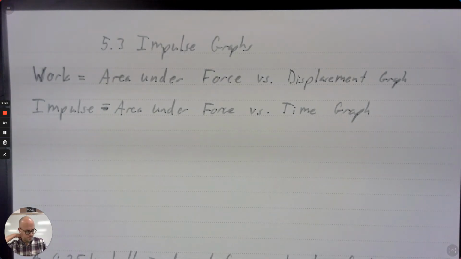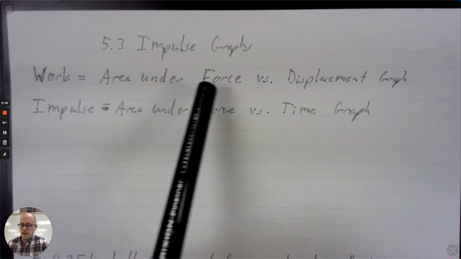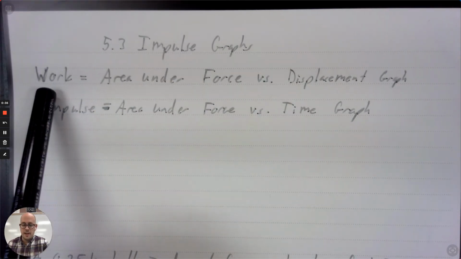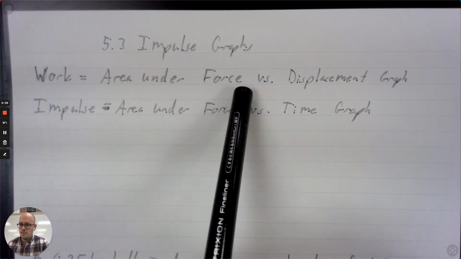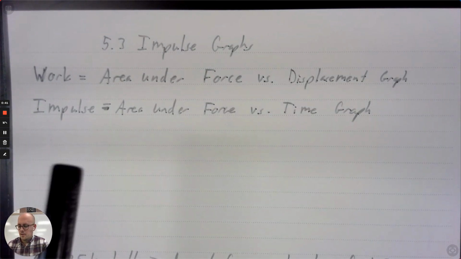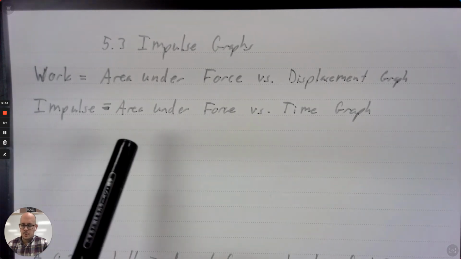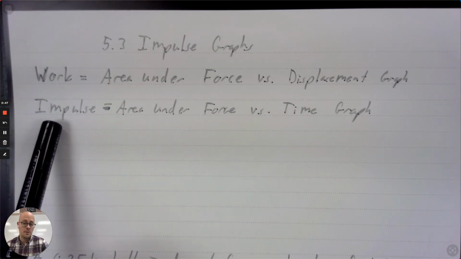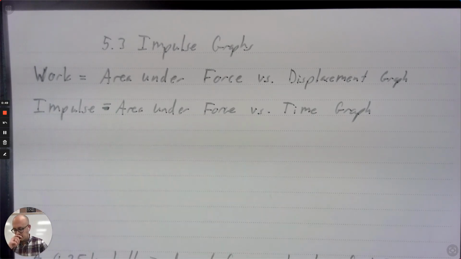So there's a lot of redundant things in there, right? Work is equal to the area under a force versus displacement graph. That also means that the change in energy is equal to the area under a force versus displacement graph. For impulse, impulse is equal to the area under a force versus time graph. That also means that the change in momentum is equal to the area under the force versus time graph. So impulse and change in momentum get exchanged all the time, and I'm going to show you that in an example.